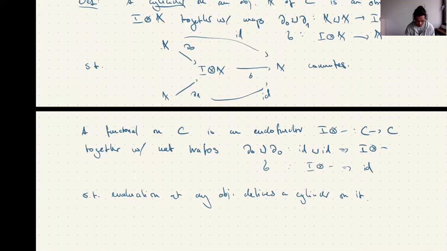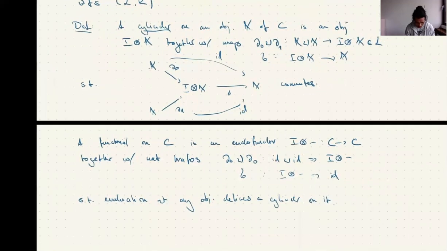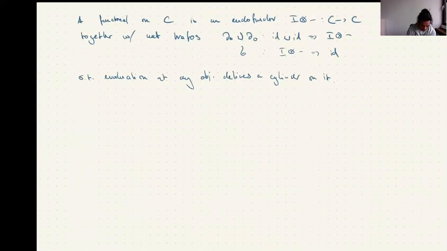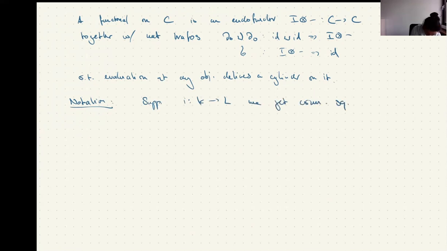Okay, so this is our starting point. This is the datum that we need to generate a model structure. And so to go further, I want to introduce some notation. Whenever we have a morphism, call it I, then we get commutative squares as follows.